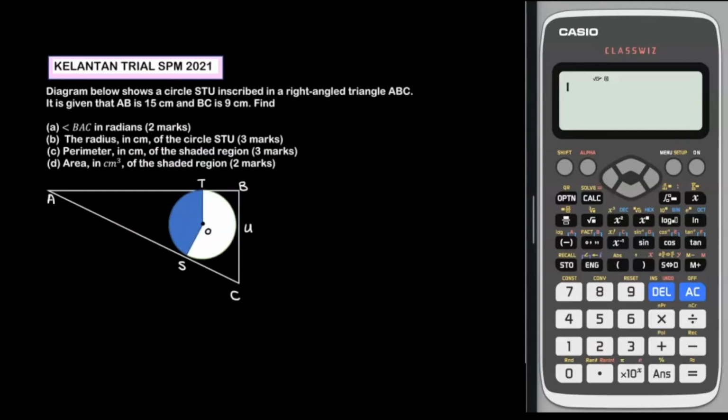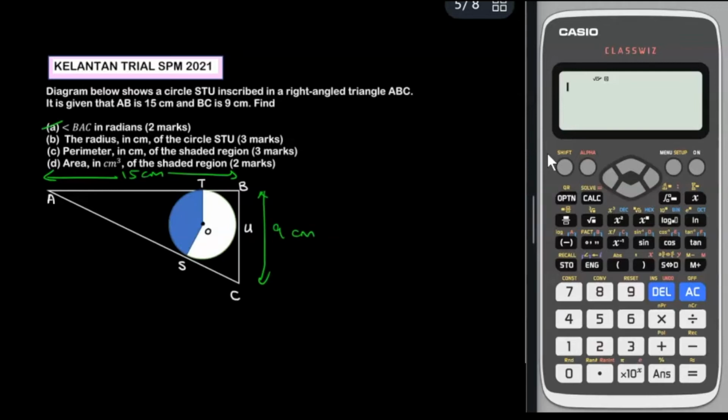Let's look at this question from Kelantan trial SPM paper. Diagram below shows a circle STU inscribed in a right angle triangle. It is given that AB is 15 cm. So 15 cm is here, and BC is 9 cm.